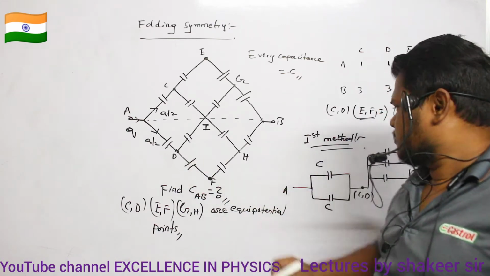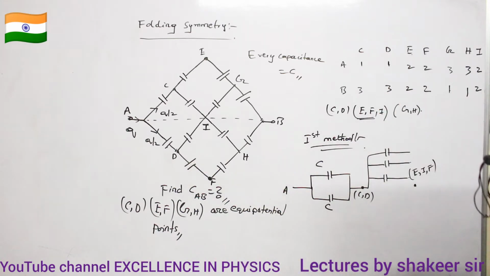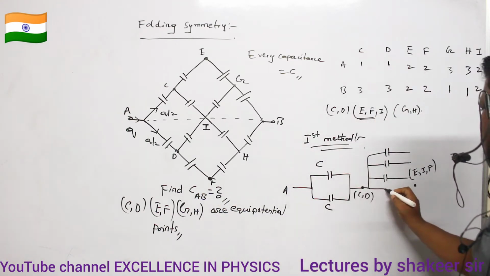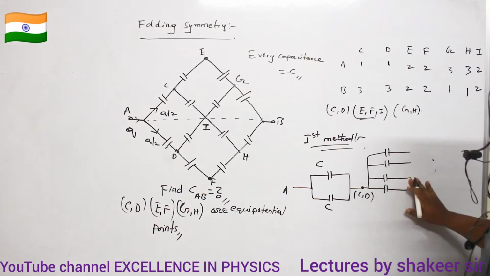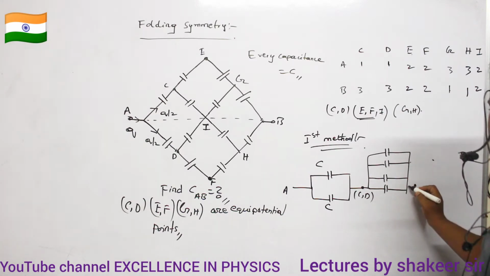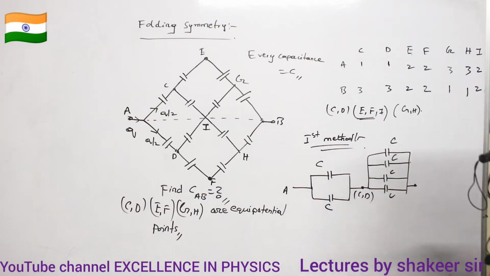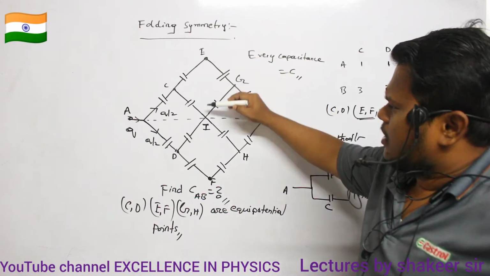And next what is the point? D to F. D to F, there is one more capacitor. Clear? So finally, how many capacitors did I get? I got 4 capacitors, whose capacitance is C. Clear? So next from E, I, F.